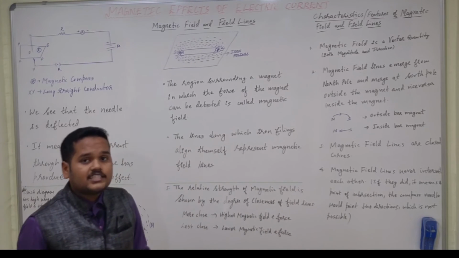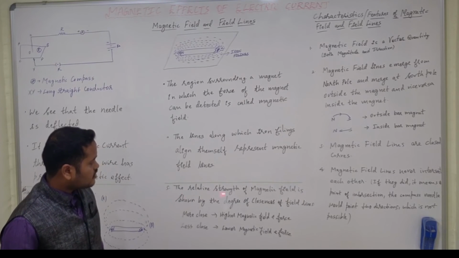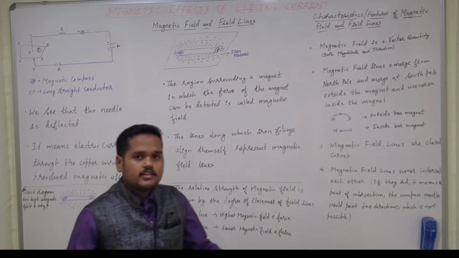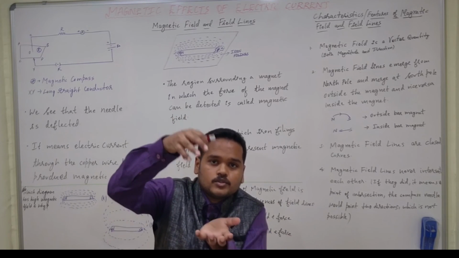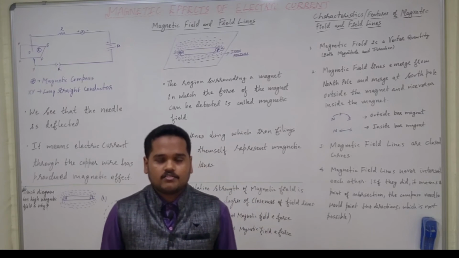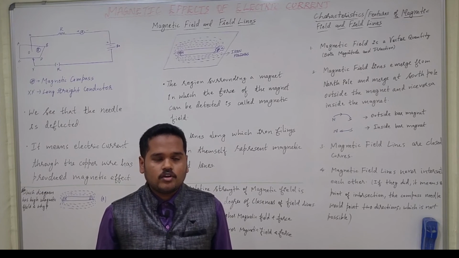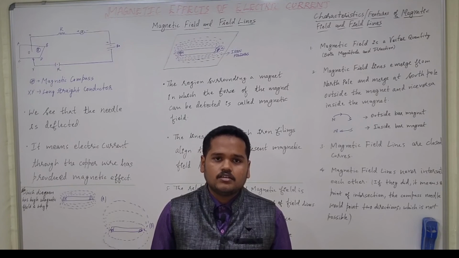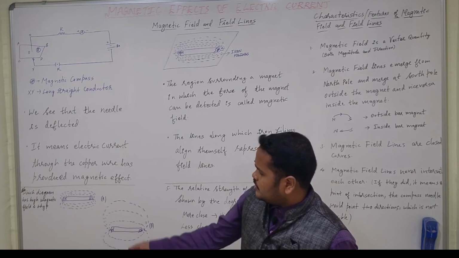Let us understand the last characteristic of magnetic field line, that is the fifth one. The relative strength of the magnetic field is shown by the degree of closeness of field lines. It is simple. If the lines, magnetic field lines are closer to each other, there is stronger magnetic field. If they are far apart, the strongness of the magnetic field is less, that is, the magnetic field is weaker. You can understand this by a very simple diagram which I have represented here.